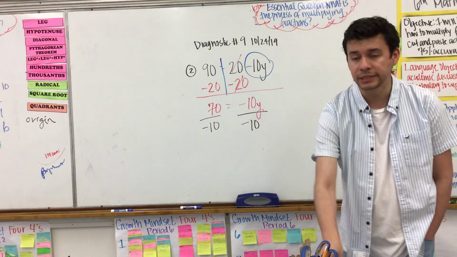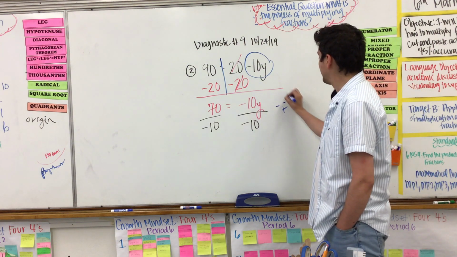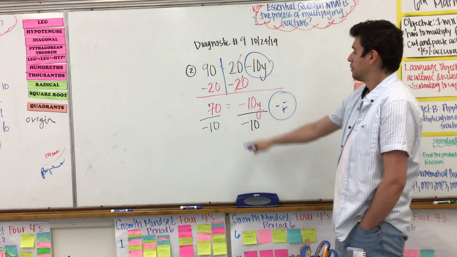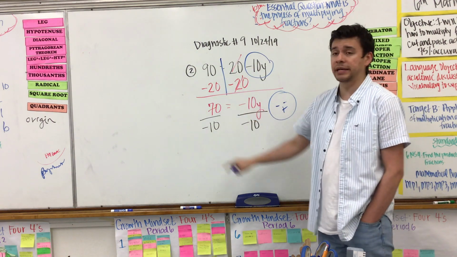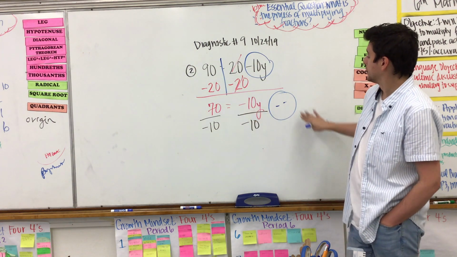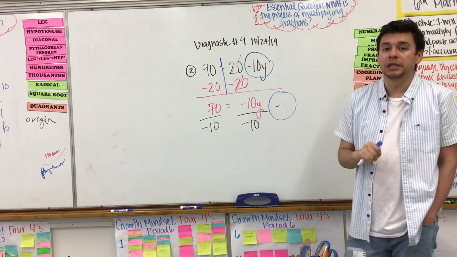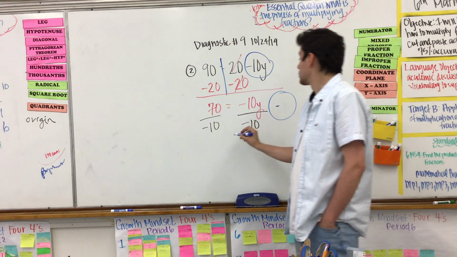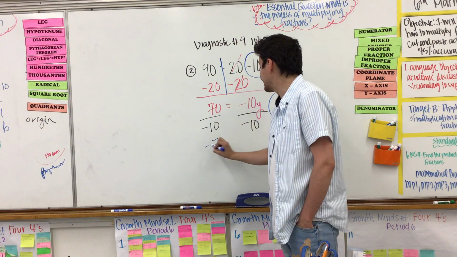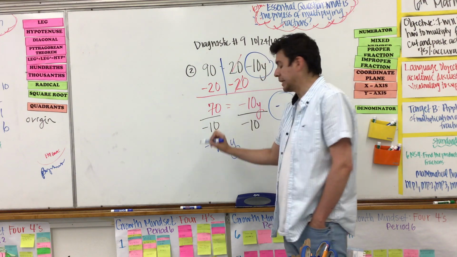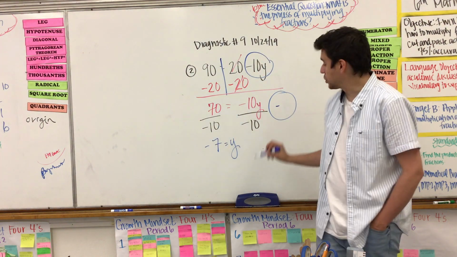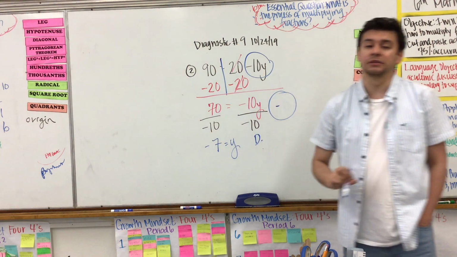Always, always, always, I use my little face here. Positive divided by a negative. A positive divided by a negative gives me a negative answer. So I know that this 7 is negative. So y equals negative 7, which the answer was letter D.